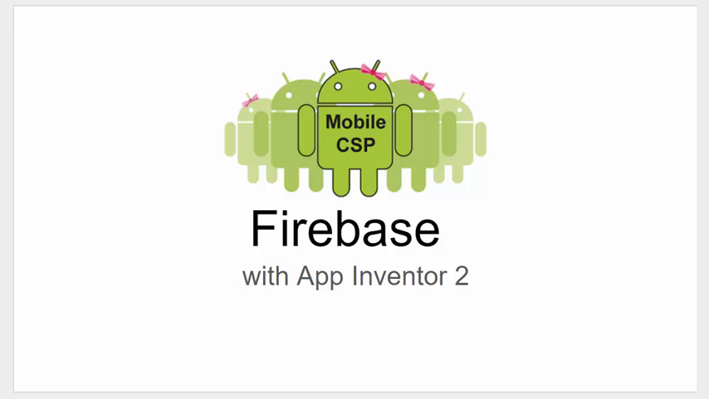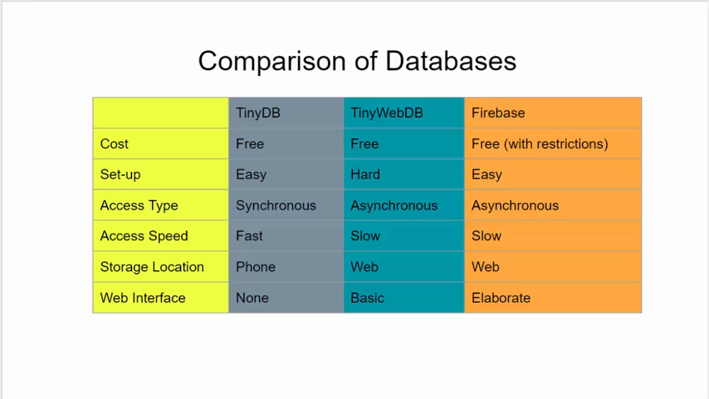We're about to build an app with App Inventor 2 and the Firebase database from Google. But before we do that, we need to discuss some basic concepts about databases. Now, you've already had some experience with one database called TinyDB. In this tutorial, we're going to talk about how Firebase is similar to and different from TinyDB. We're also going to talk about a product that came just before Firebase called TinyWebDB that Firebase is replacing.